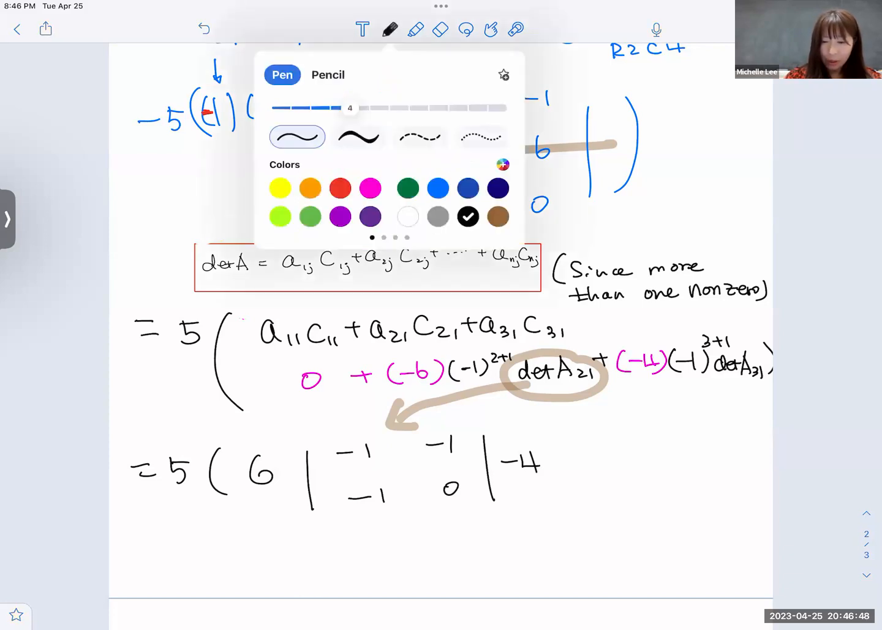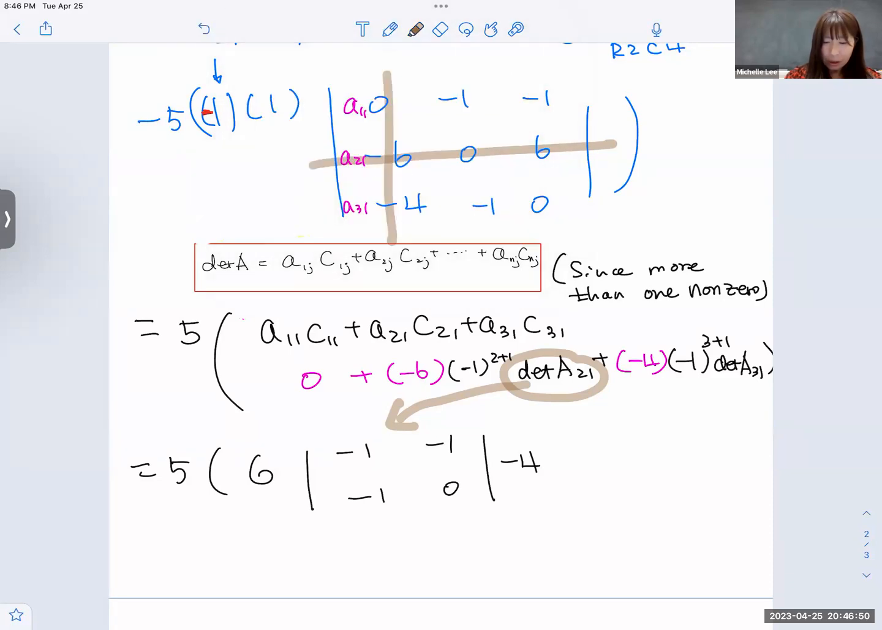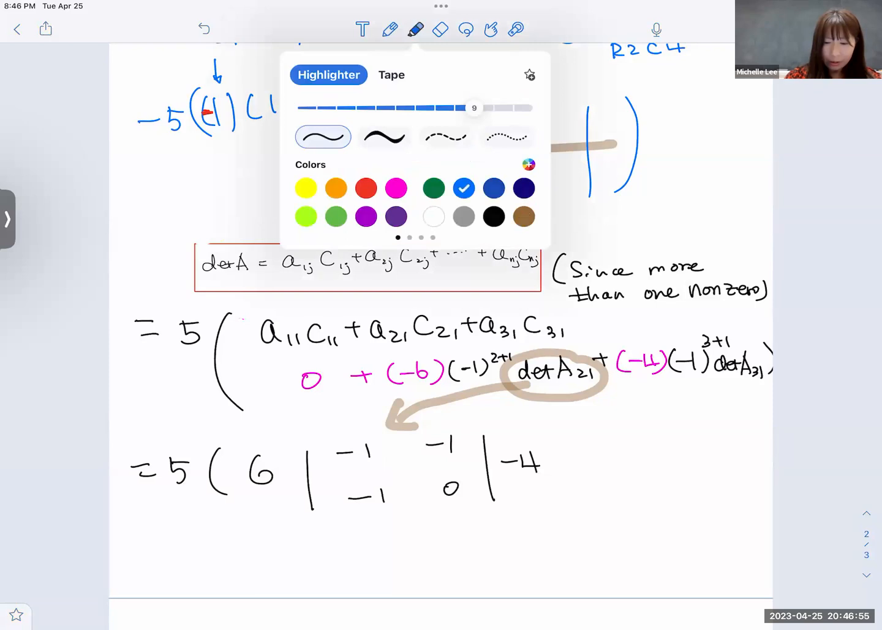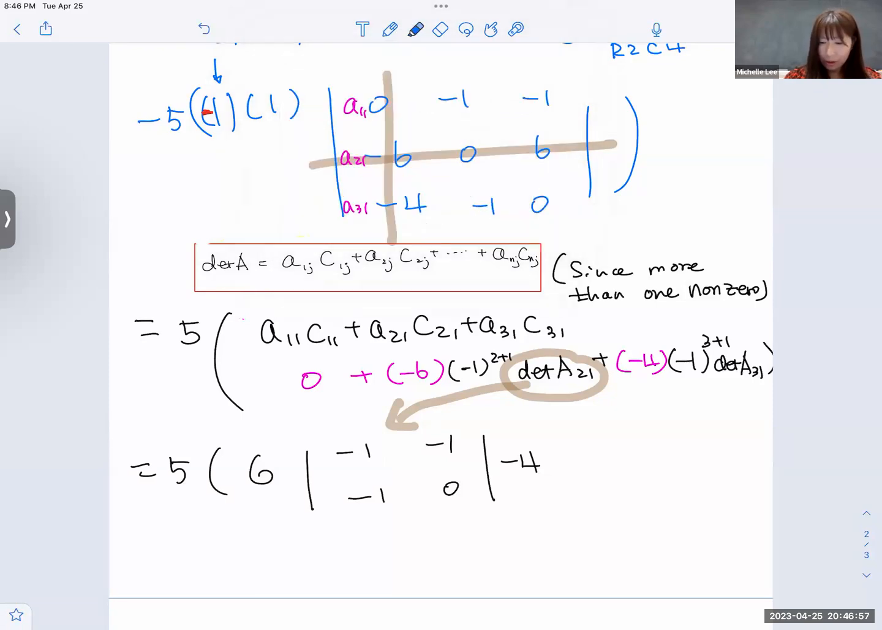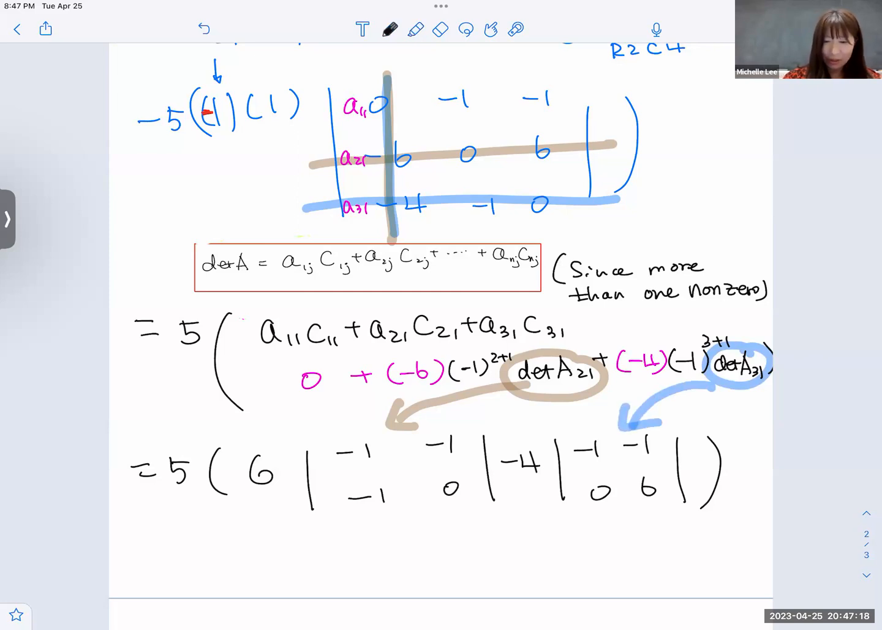So it will be a little bit messy because I cannot erase this one. So 3, 1. Row 3, column 1. So we will get, okay, that, right? So we will get negative 1, negative 1, 0, 6. All right? Okay, this will be determinant M31. Cross out row 3, column 1. That means.